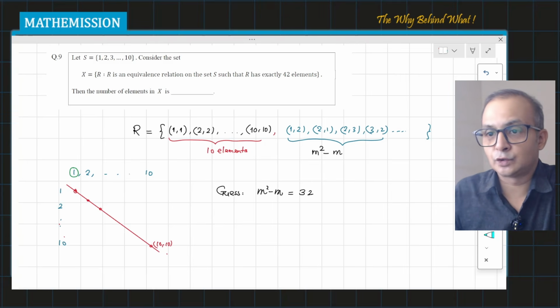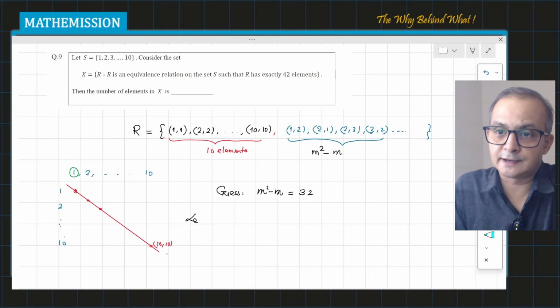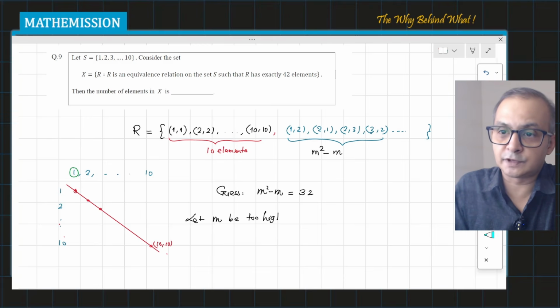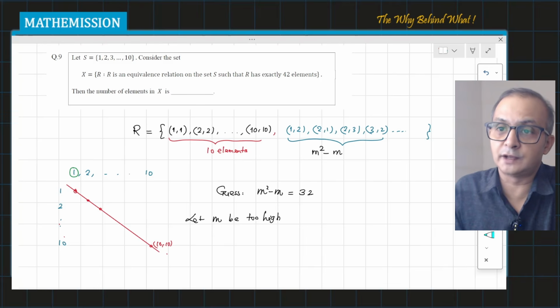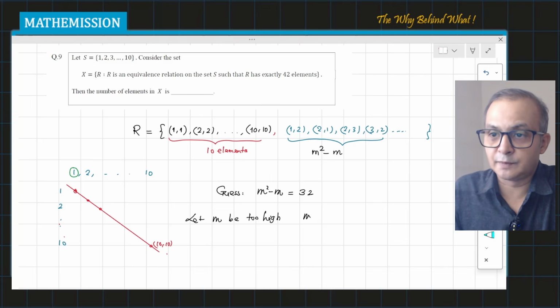So what we can do now, let's say I'm taking m to be high. Let m be high. Suppose I'm taking all the elements, like 1 to 10. So 10 elements I have taken. In that way, the m will be 10, let us say.